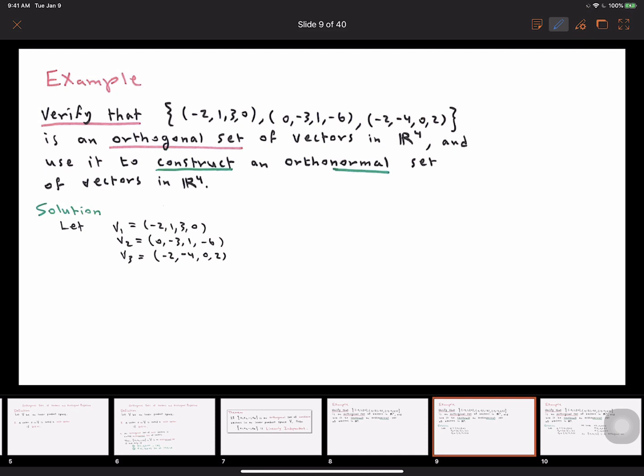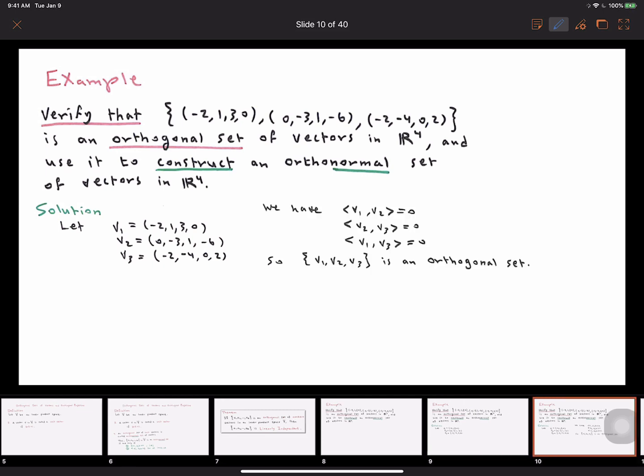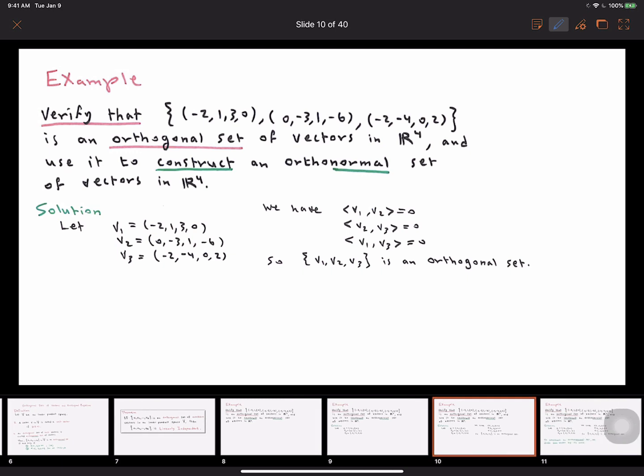Verify that, okay, I'm reading the example again. Solution. So I'm going to call the first one v1, the second one v2, and the third one v3. Let's see what we could do. Of course, we're going to do the inner product in all the different ways that we can. So we have the inner product of v1 and v2 equals 0. You could verify that. Basically, it's going to be negative 2 times 0, which is done. The last components will be 0 times negative 6, which is done, and so on.